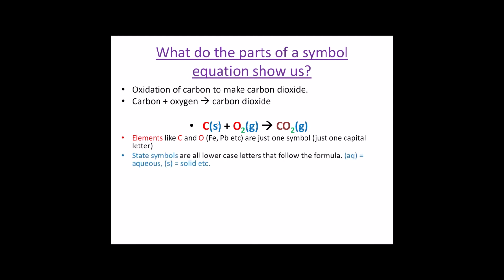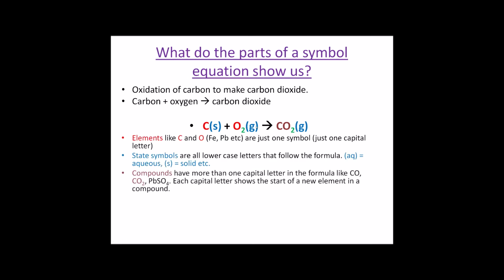The state symbols, which are in blue, you might also see in subscript, so the same kind of size and positioning as the numbers here. The state symbols are all lowercase, and they follow the formula, and they show us what state it is. So for example, aq is aqueous. Now aqueous means something is dissolved in water. S is solid, and you can probably figure out that g is gas and l would be liquid.